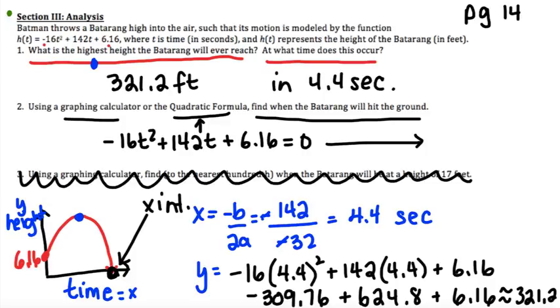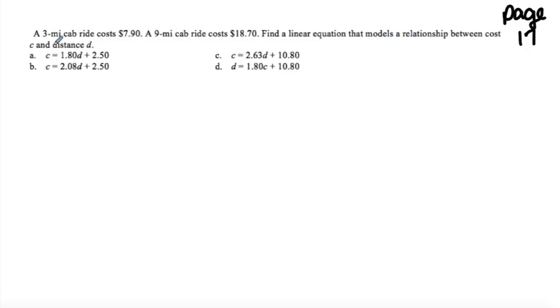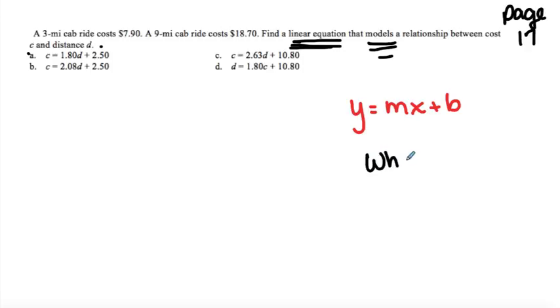All right. The last one. A 3-mile cab ride costs $7.90 and a 9-mile cab ride costs $18.70. Find a linear equation that models the relationship between the cost and the distance. So we have to ask ourselves, it's a linear model. That means we want y equals mx plus b, a linear function, okay? You should be able to look at all these and see that they are in y equals mx plus b just using different variables.